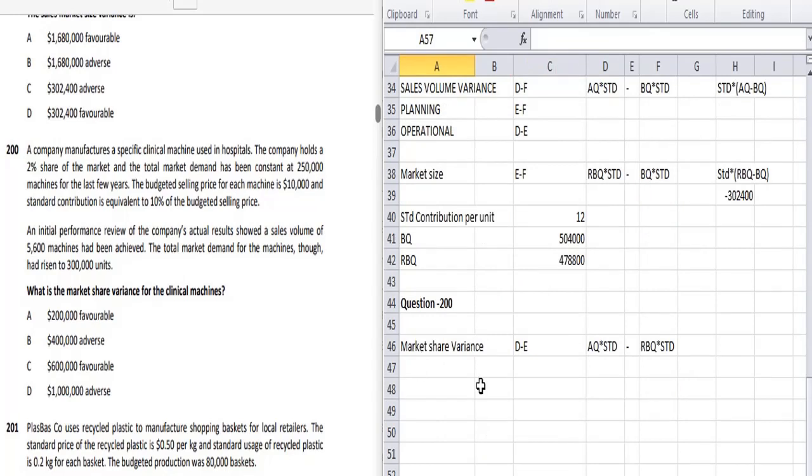So now, taking out the common between these two, STD is common, so AQ minus revised budgeted quantity, we will get our value. Now what's the STD and what's the AQ, let's read out the question, we will get to know.